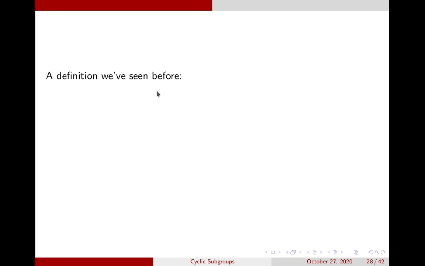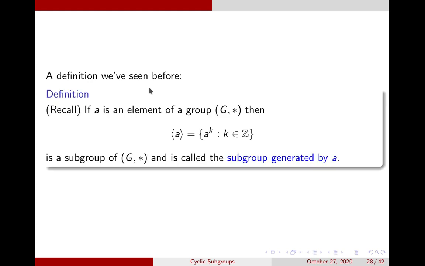So here's a definition we've seen before, earlier in this set of slides. If A is an element of a group, then left angle bracket A right angle bracket is the subgroup of G generated by A, and it consists of all integer powers, not just positive, but all integer powers of A.